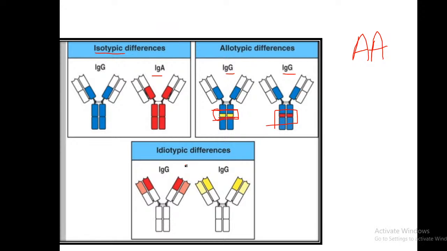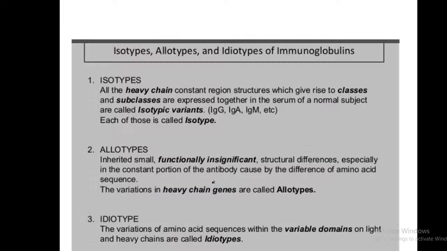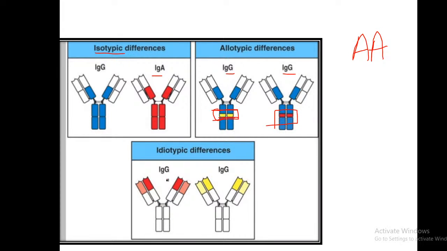Now, idiotypic difference. Idiotypic difference is the amino acid sequence change in the variable region. This is the variable region. There is a change in amino acid in the variable region, which is known as idiotypic difference. So each individual has determinants in the variable portion.